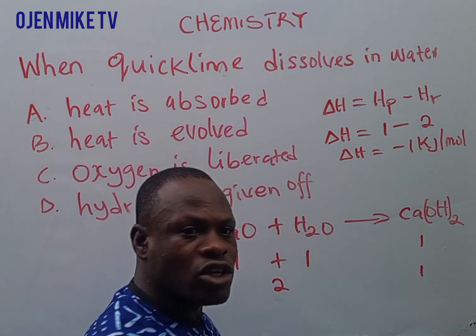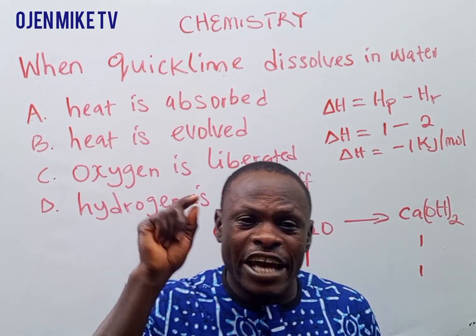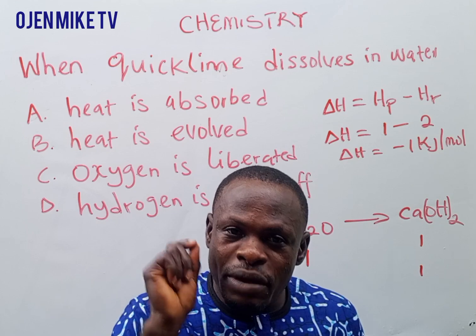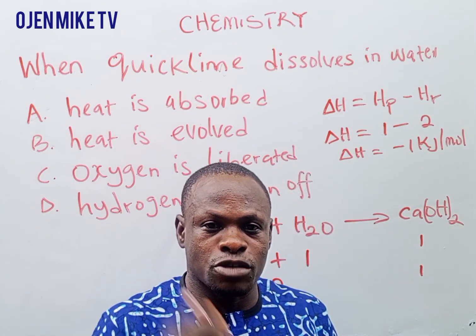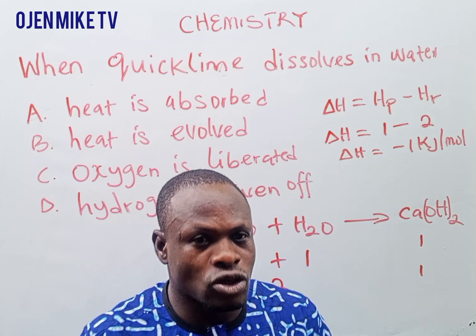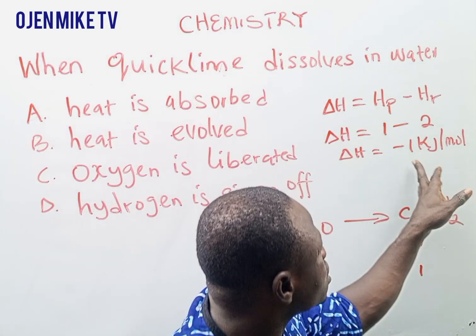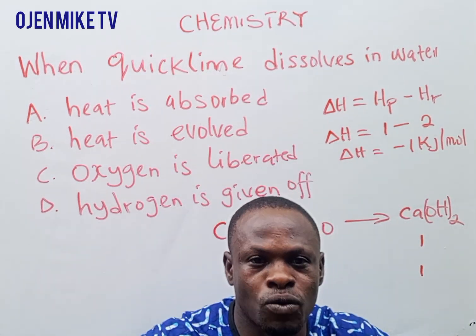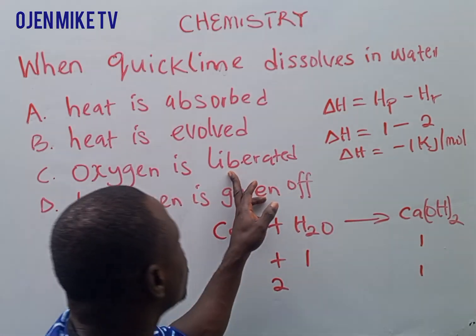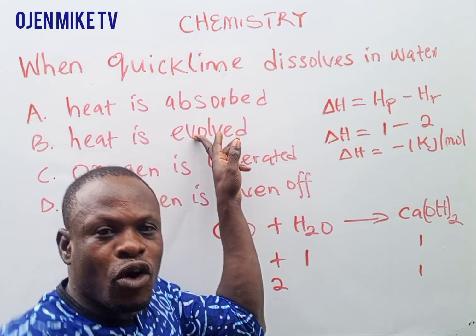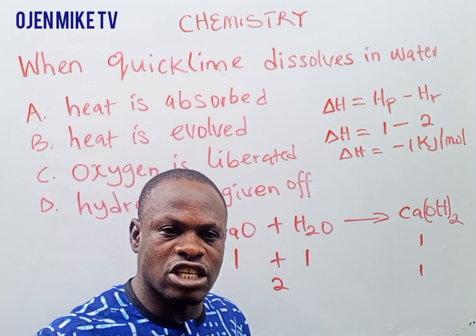Now remember, anytime the enthalpy change is negative, it is an exothermic reaction. Anytime enthalpy change is positive, it is an endothermic reaction. Exothermic reaction means heat is being released. Since here it is negative, it means that heat is being released. Heat being released is like saying heat is being evolved. Evolve means release, while absorb is the opposite.